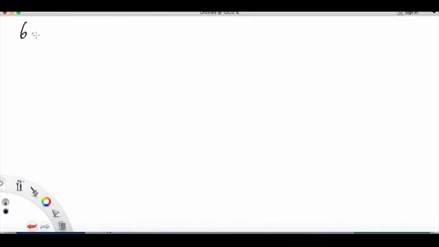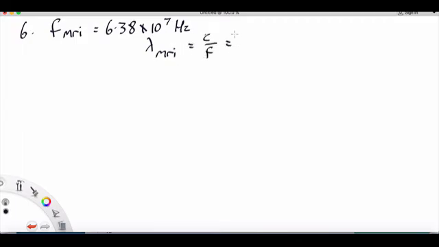Now number 6, we have the frequency of the MRI is 6.38 by 10 to the 7 hertz. So the wavelength of the MRI is going to be C over F is 3 by 10 to the 8 over 6.38 by 10 to the 7, which is 4.7 meters.